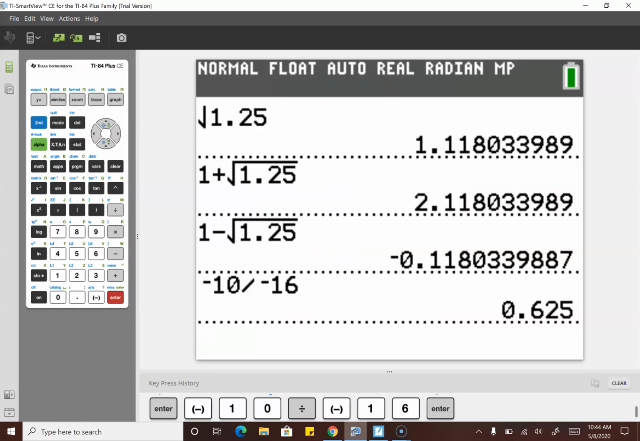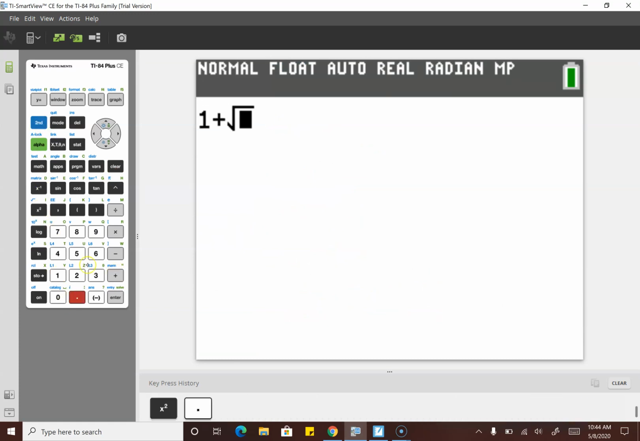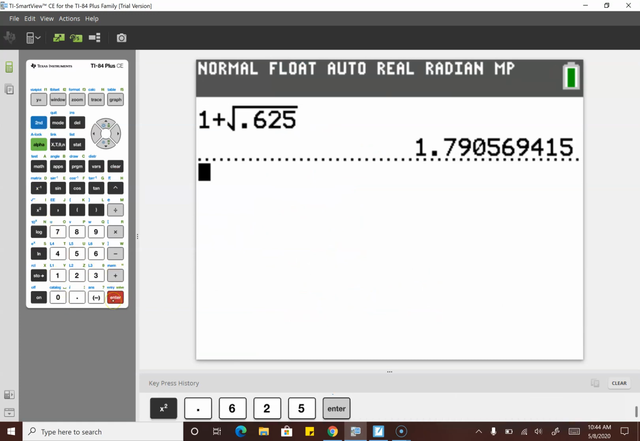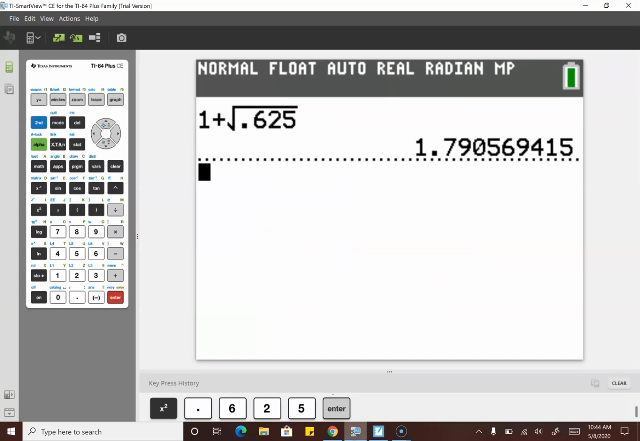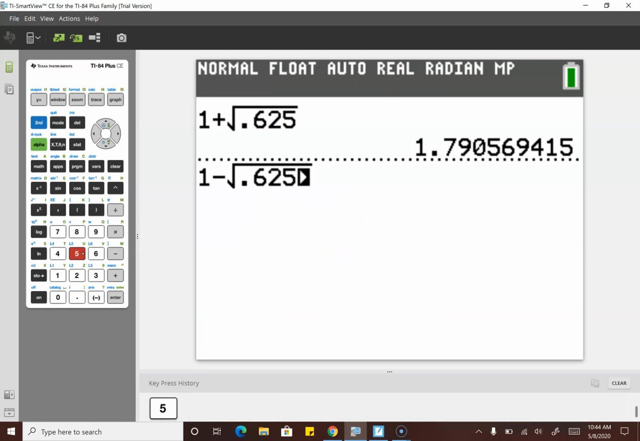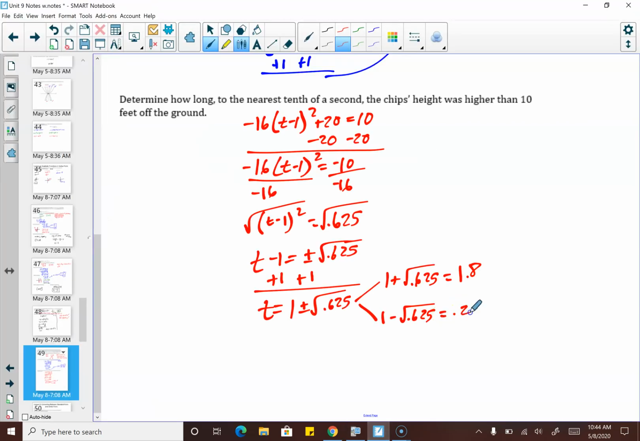So as we go into our calculator here, 1 plus square root 0.625, you get 1.79, and it said to the nearest tenth, so 1.8. And then we'll do 1 minus square root 0.625, and that's going to give us 0.2. So both of these numbers are positive, so nothing is getting rejected, but we're going to use this basically as an interval.